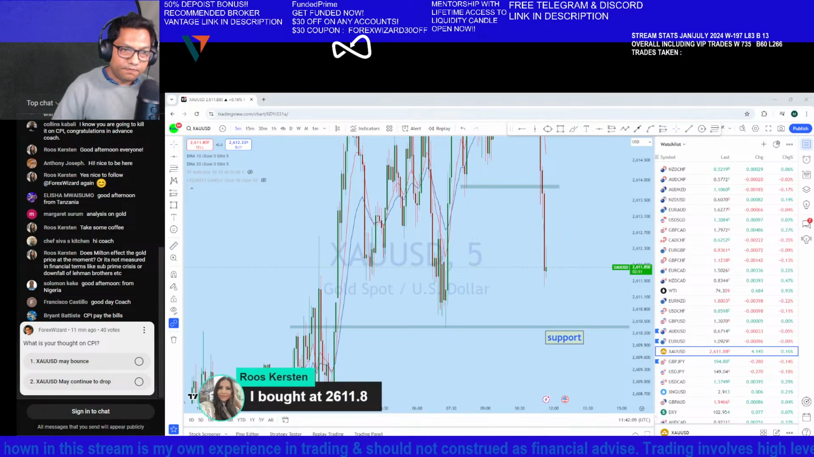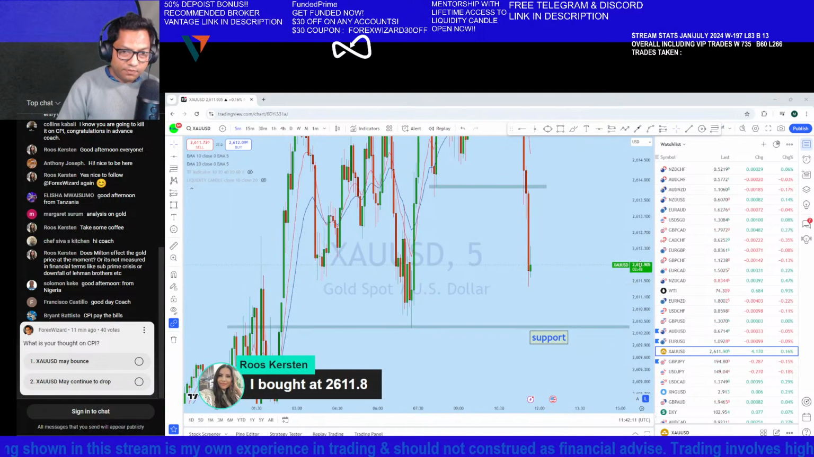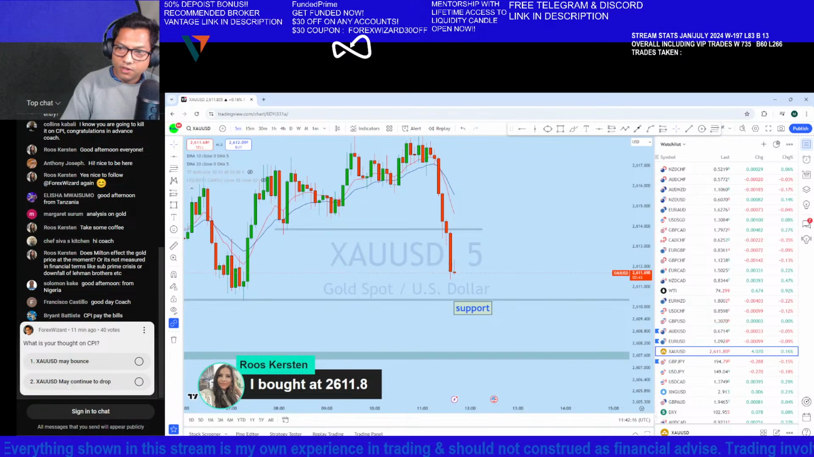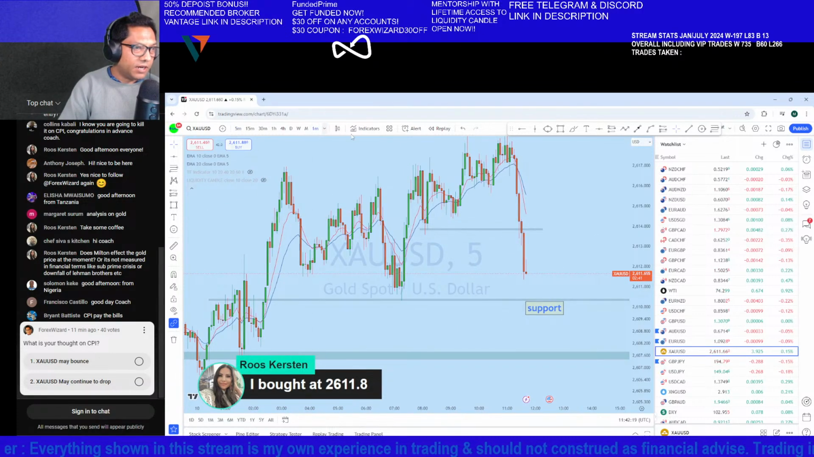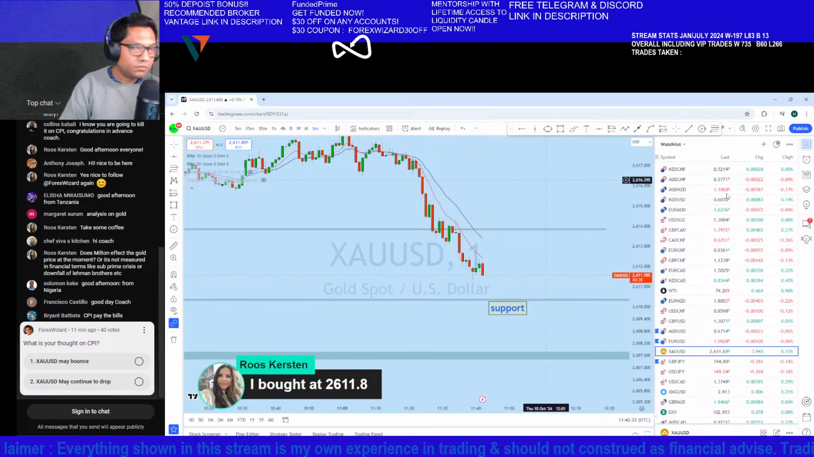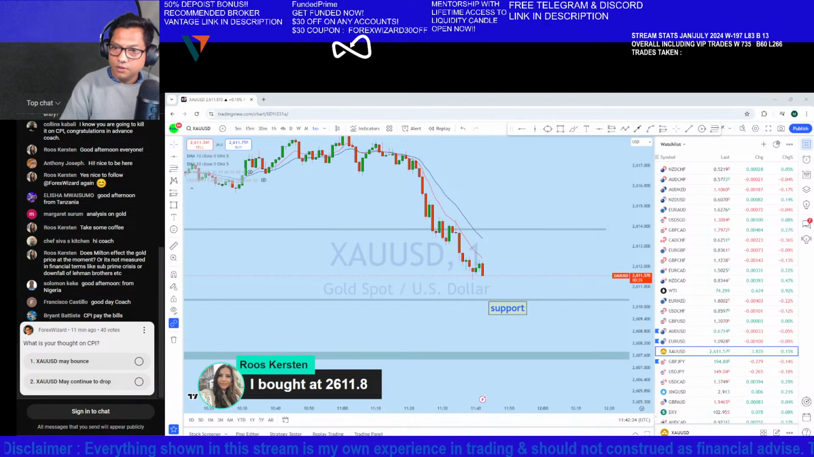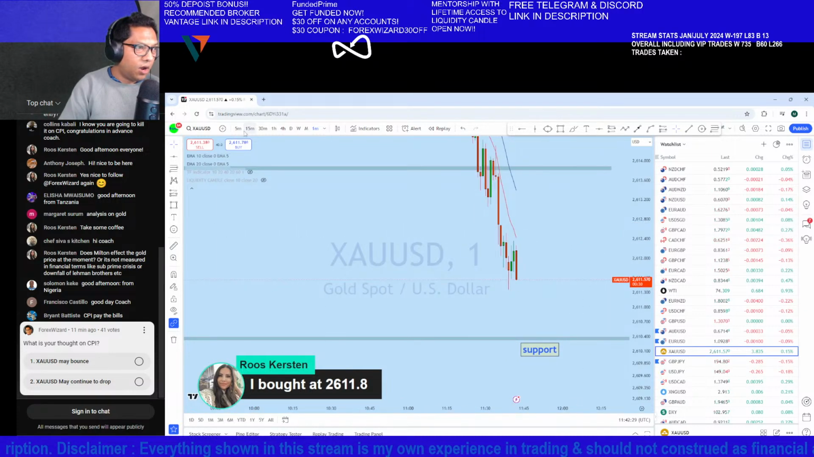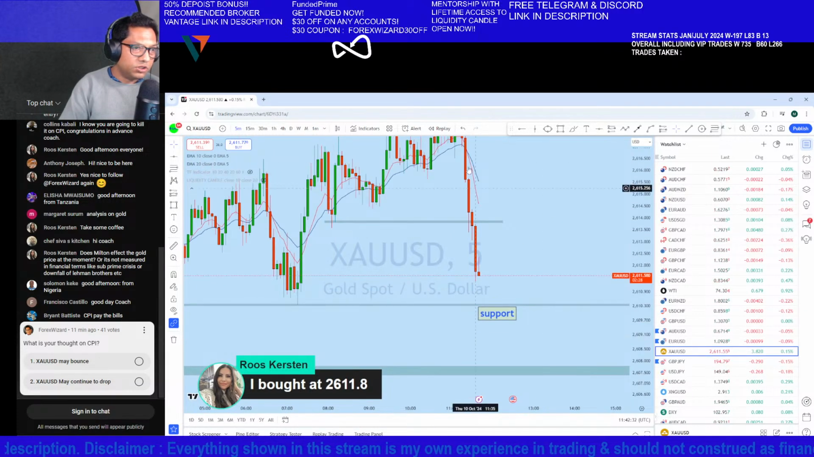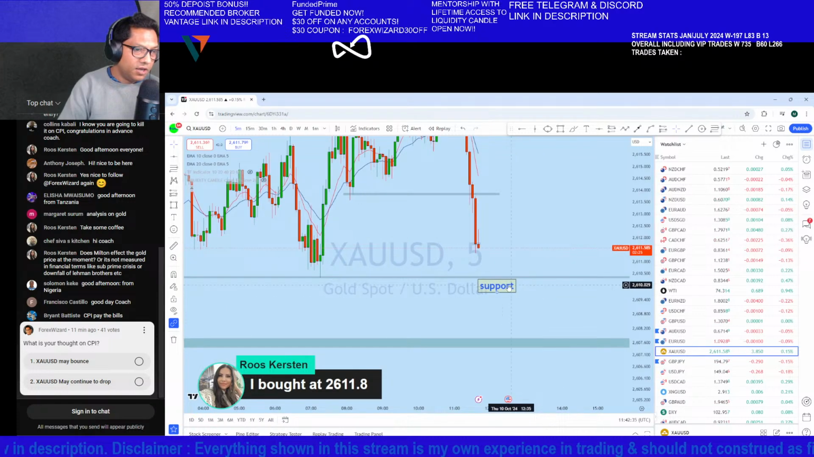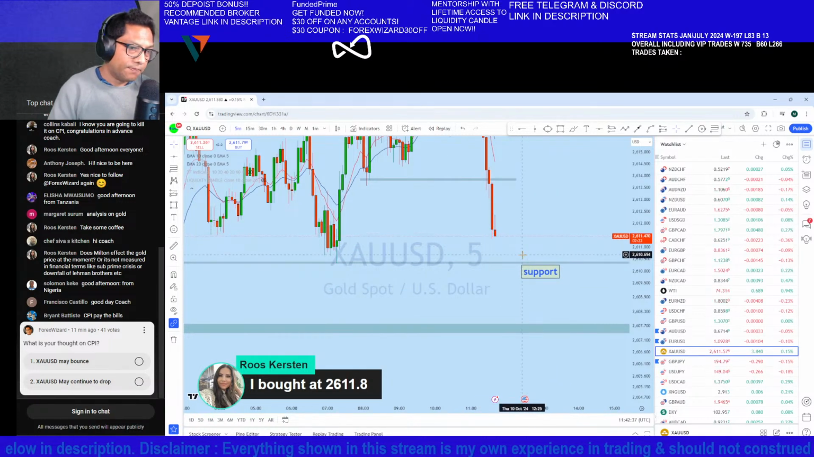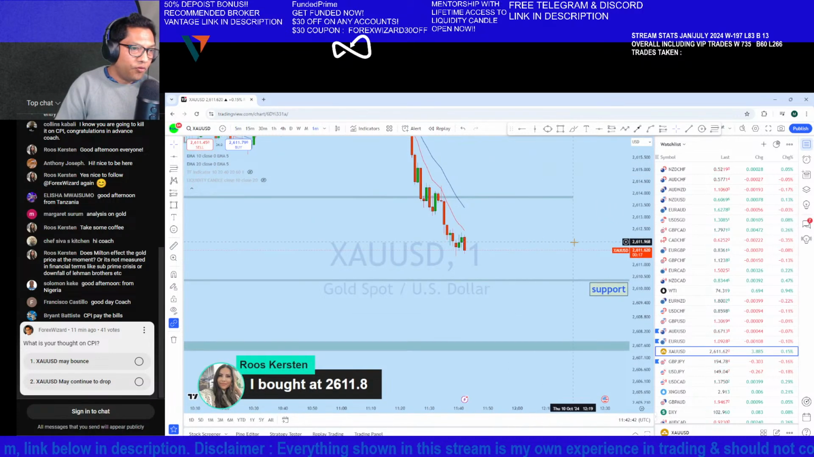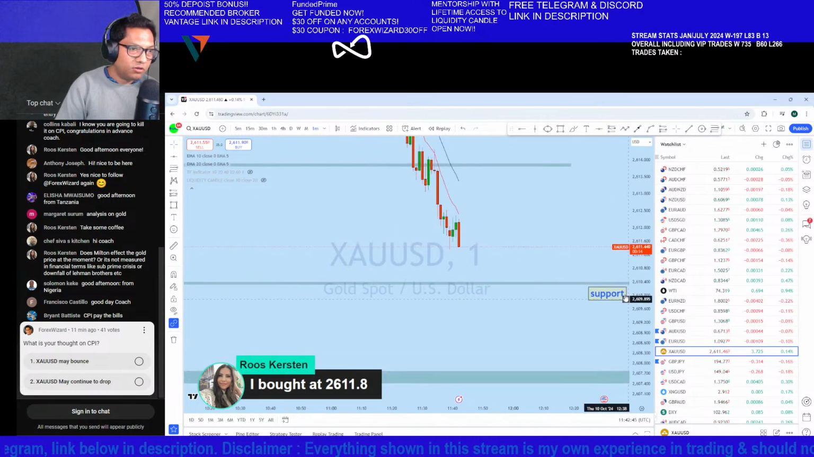Bought at 2611, about 2611. I wouldn't buy at the moment. It's a falling market on the lower time frame, and I wouldn't be a buyer at the moment because you can see it's a very strongly falling market. But if we see the market break the support and then get a rejection after a liquidity grab, then we can look for a potential entry. We'll see how far it is going.